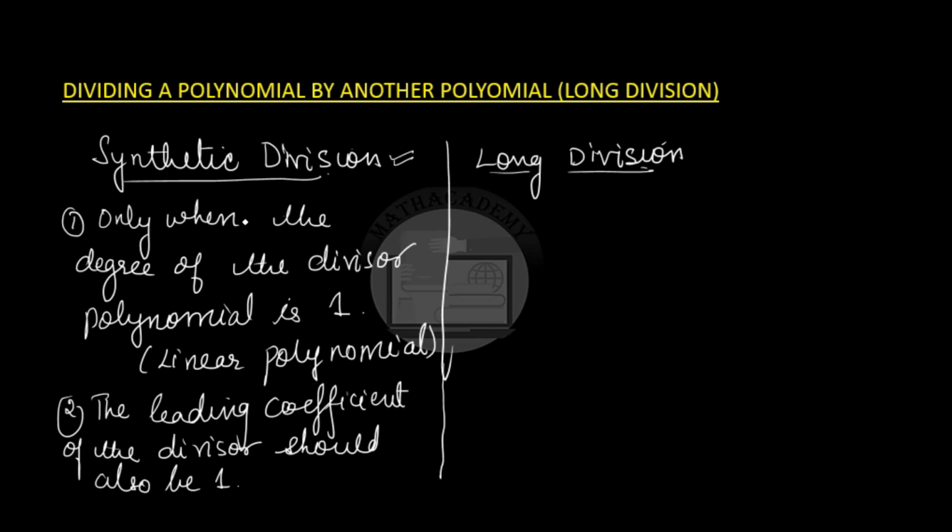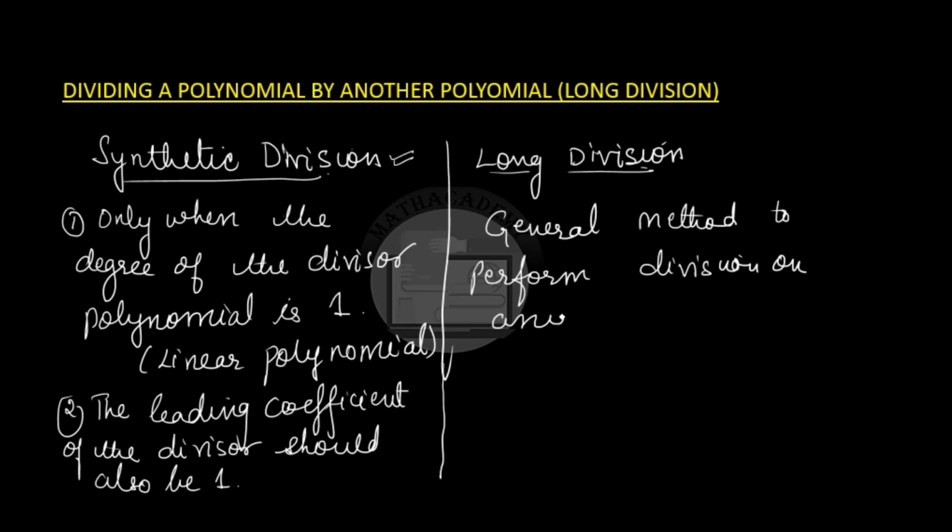Synthetic division is very algorithmic and there are lots of steps which we need to remember. But long division is a general method to perform division on any two polynomials, irrespective of whether the divisor polynomial is linear or non-linear, whether the leading coefficient is 1 or any other number. So long division is a very powerful technique to perform the division of two polynomials. Now let us learn this long division by taking an easy example first.